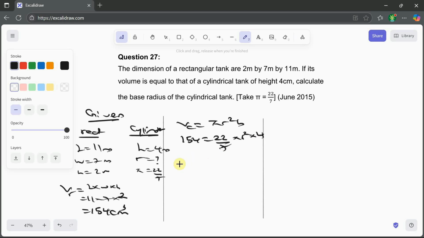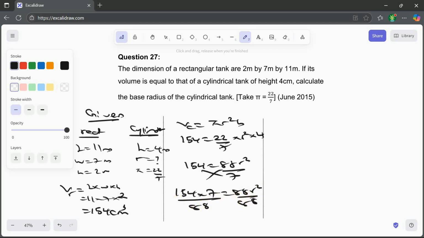Right, so let's simplify. So 154 is equal to 88 r squared all over 7. And if I cross multiply, 154 times 7 is equal to 88 r squared. If I divide both sides by 88, 154 times 7 divided by 88 gave me 12.25. So 12.25 is equal to r squared.